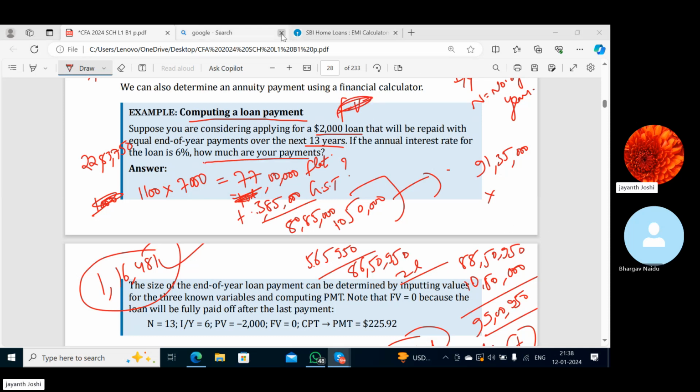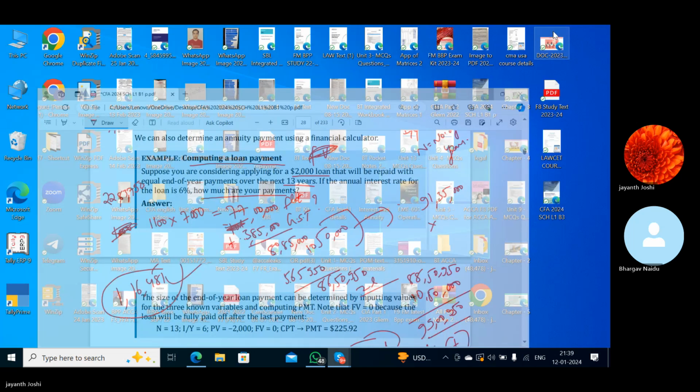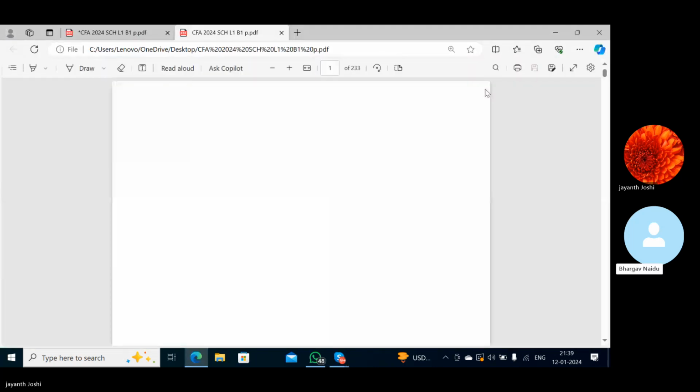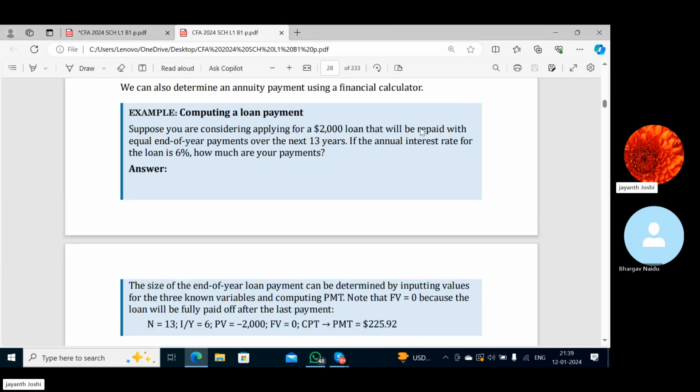I'll open one more page. This is not a tidy one. That's the reason why it's creating a fuss. Just a second. Yeah, now it's very clear.